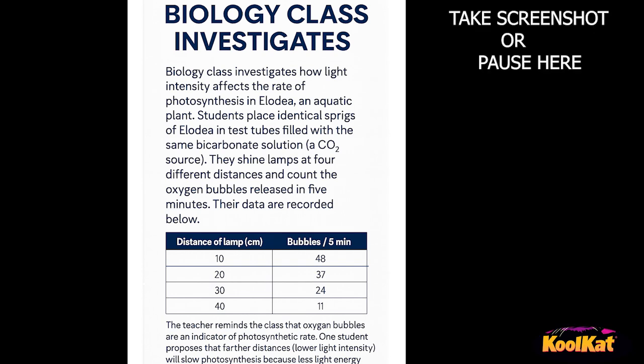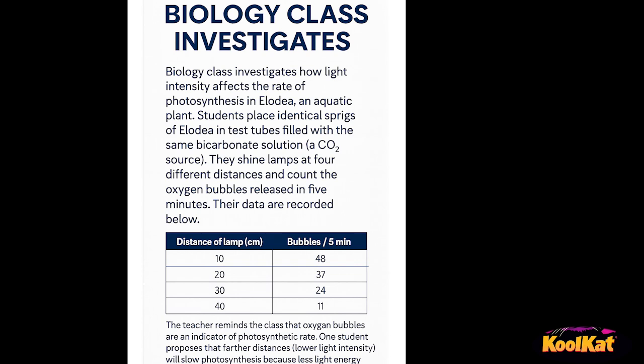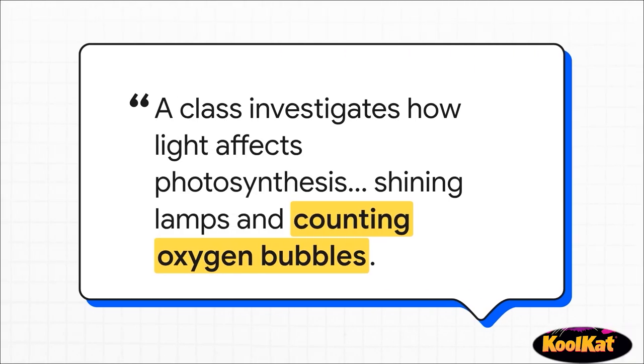So this is our setup. We've got a biology class, a water plant, and a lamp. The trick is to ask two really simple questions. 1. What are they changing on purpose? That's the distance of the lamp. 2. What are they measuring to see what happens? The number of oxygen bubbles. And just like that, you found the cause and the effect.